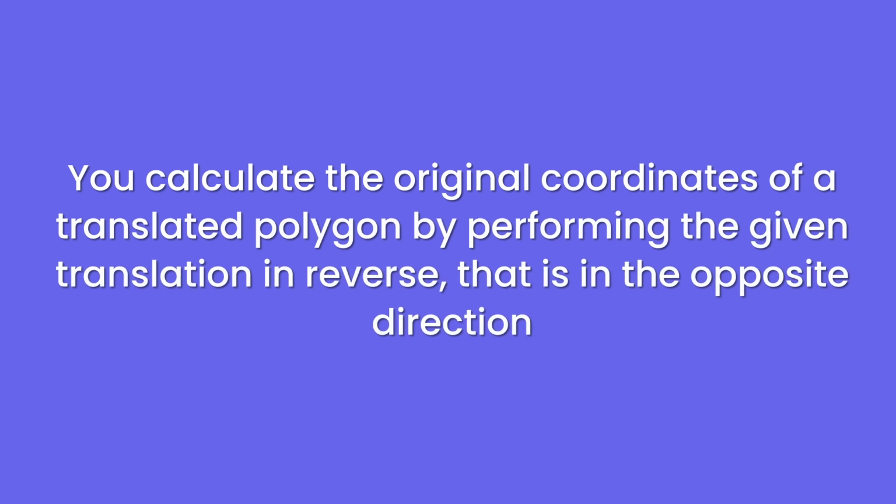You calculate the original coordinates of a translated polygon by performing the given translation in reverse, that is, in the opposite direction.